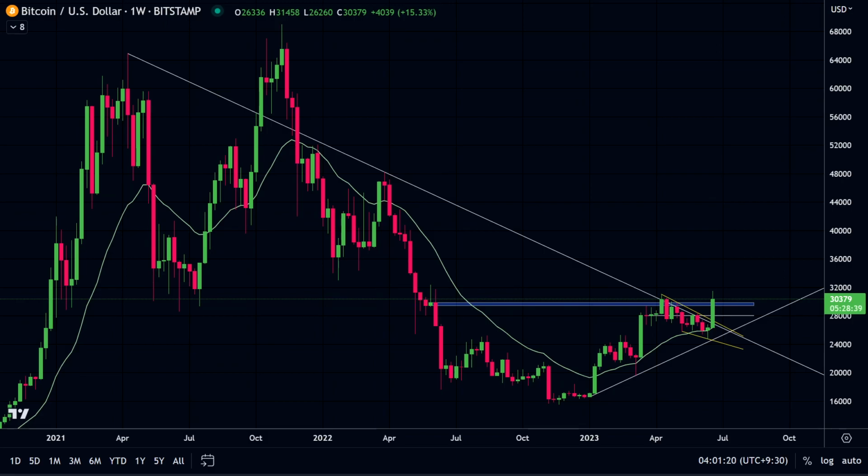Today we're going to look at the Bitcoin charts, do some TA. We'll look at various time frames, and we'll also take a look at Market Cipher.